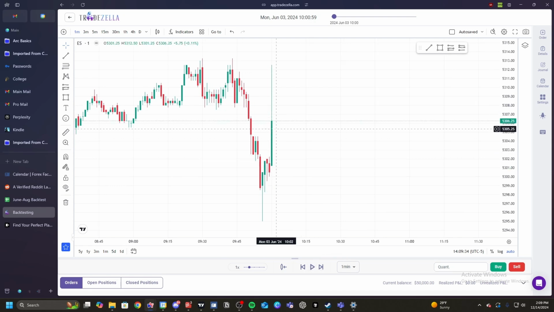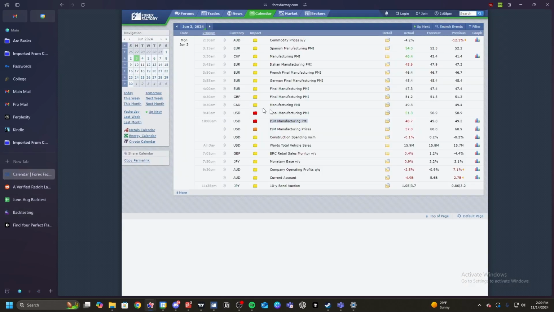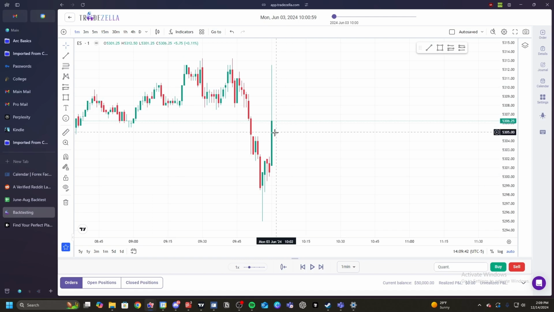So this is the reaction off the 10 a.m. news, this specific one, which is why we want to wait a little bit after 10 a.m. to enter. Because if we enter long or short here, it'll pretty much be like gambling.